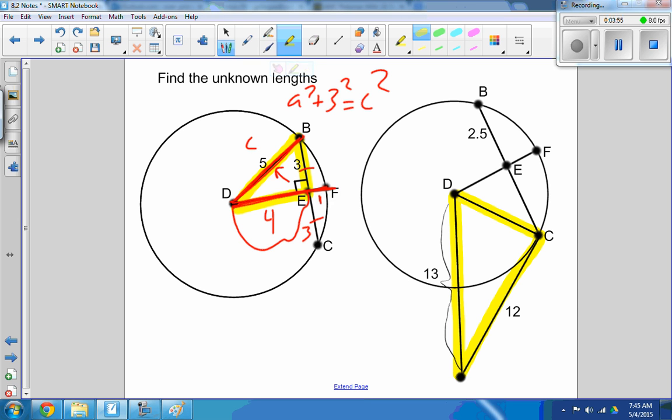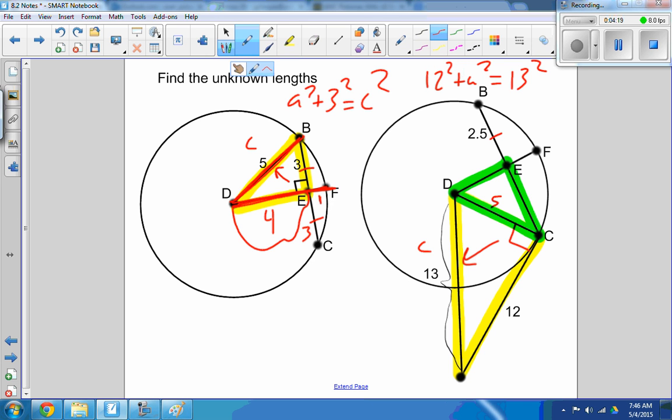Here, we've got a right triangle. We know it's right because the tangent intersects the radius at 90 degrees. So that is C, because it's across from the hypotenuse. So we have 12 squared plus a squared equals 13 squared. We solve for a, we end up with 5. Now we end up with this as a triangle. And we know these are congruent, so that's 2.5.